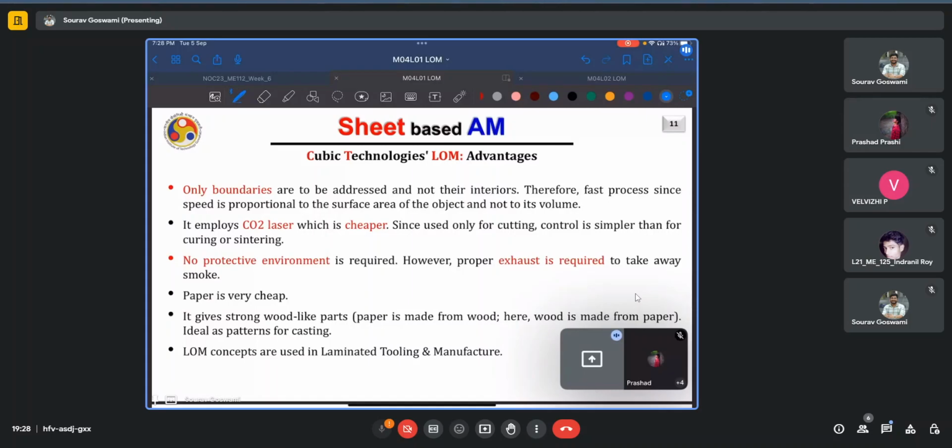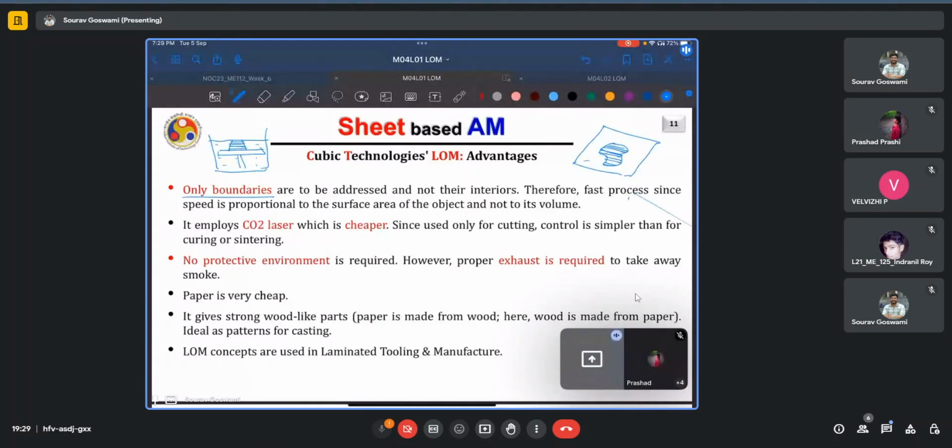And as we have been discussing, this process has several advantages and disadvantages. One of them being that only the boundaries have to be addressed rather than scanning the entire region, such as in the case of SLA, where you had this VAT which housed a build platform, and this entire part was in resin. Maybe you had some pre-deposited geometry here, and for the current layer, whatever region was available in my slice, this entire region had to be scanned, say either by raster or zigzag or any other means. But I had to scan the entire volume or the entire region.